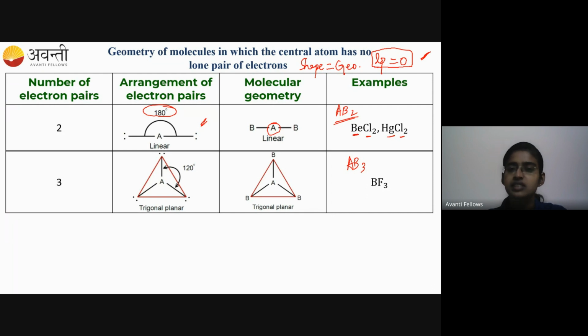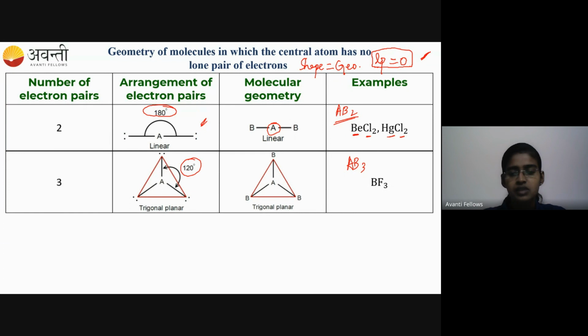Very good. It is 3. So all the 3 electrons of boron have been used for bonding with fluorine. You see here A atom is boron and B is fluorine. So all the fluoride ions are occupying the corners. They are located on the same plane. So it is trigonal planar with 120-degree angle with each other, like a triangle.